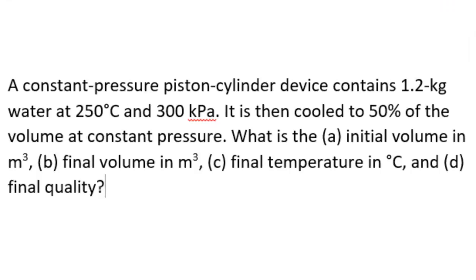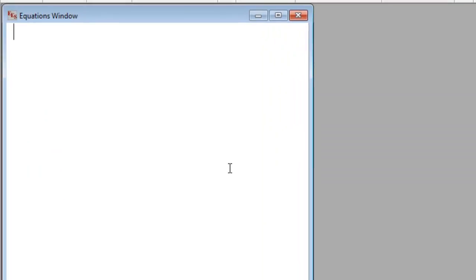We have a constant pressure piston cylinder device. It contains 1.2 kilograms of water. We're given an initial temperature and pressure. Then we're told it's cooled to 50% of the volume, and that occurs at a constant pressure. We want to find four things: the initial volume in meters cubed, that's an extensive volume, the final volume, and then the final temperature in degrees Celsius, and also the final quality of the material. So let's go ahead and open EES.